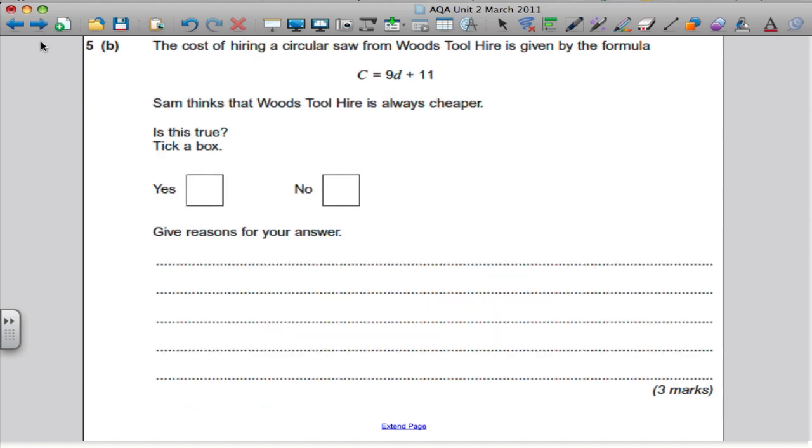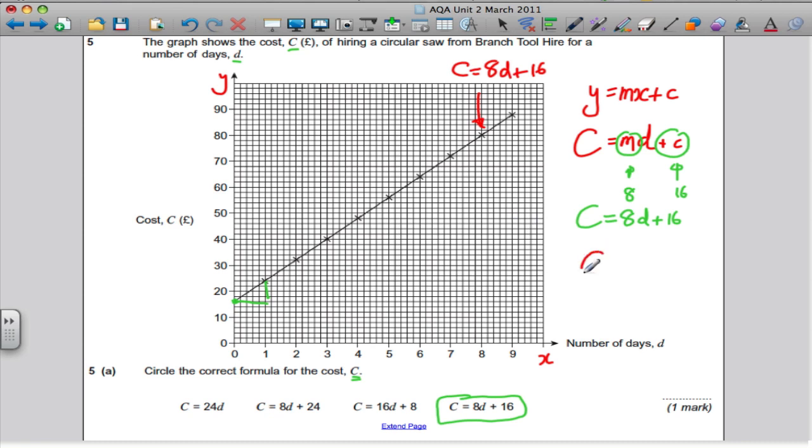Okay, 5 part B. It says the cost of hiring a circular saw is given by this formula. Sam thinks that the Woods tool hire is always cheaper. Is it true? Well, there's lots of ways to do it. You could compare these for various values of D and see if it's true that Woods tool is always cheaper. I would suggest drawing this graph, and it's much easier that way. We want to draw the graph C = 9D + 11.